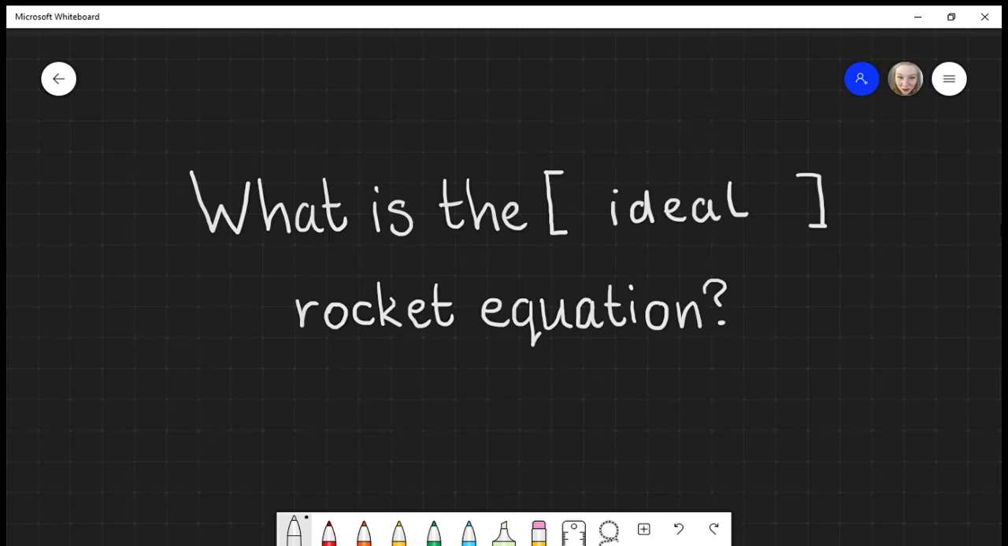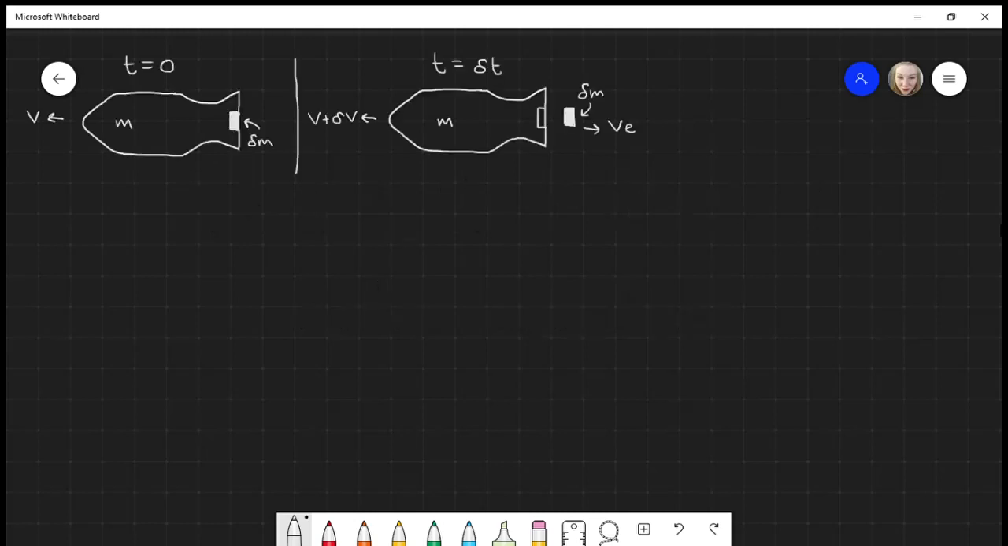So, let's derive it. I'm going to begin just with these two diagrams. So I've got the rocket at time equals 0, where you can see there hasn't been any expulsion of mass yet, or the propellant hasn't been expelled yet. The rocket has a mass, the propellant has a mass, delta m, and the rocket also has a velocity v.